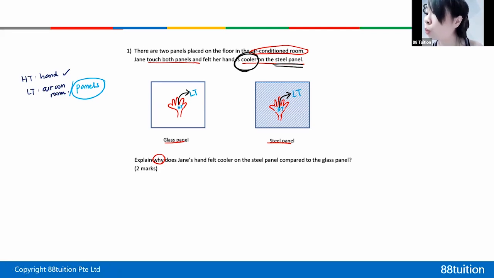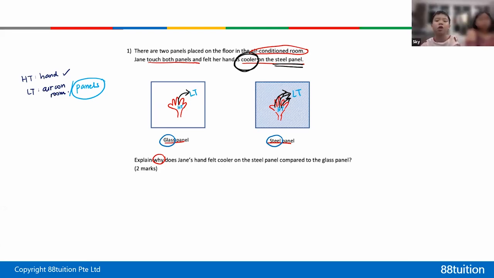Since her hand feels cooler on the steel panel, Viola, it means that her hand is losing heat faster to the steel panel. Viola, do you agree? Because when I lose heat faster, I feel colder. Now, why? Look at the material. Sky, can you tell me, comparing steel and glass, how do you compare them in terms of properties regarding heat? Steel is a good conductor of heat, while glass is a poor conductor of heat.